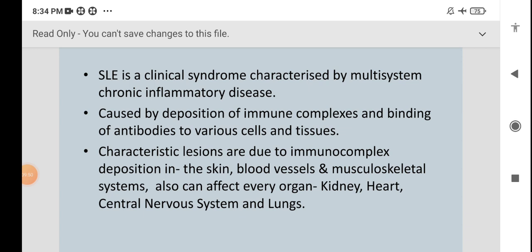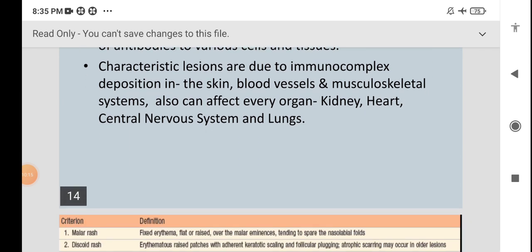SLE is a clinical syndrome characterized by a multi-system chronic inflammatory disease caused by deposition of immune complexes and binding of antibodies to various cells and tissues. Characteristic lesions are due to immune complex deposition in the skin, blood vessels, and musculoskeletal system. It can also affect every organ: kidney, heart, central nervous system, and lungs.